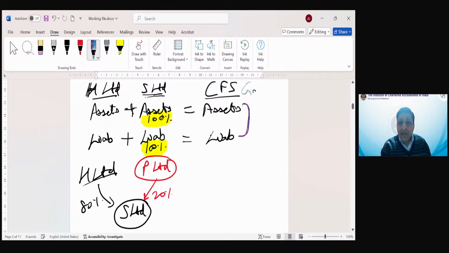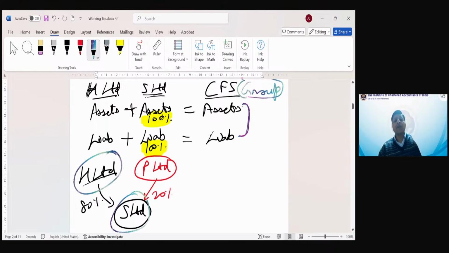So the CFS that you prepare is for the group. And what does this group comprise of? H and S. So now in the financial statements of the group, 20% of the net assets do not belong to the group, but they have been included in the financial statements. So what do you do to balance that? To balance that, you will have to present a kind of liability in the financial statements. And what do you call it? Minority interest. So why is that required to be created? So that you can balance it out.